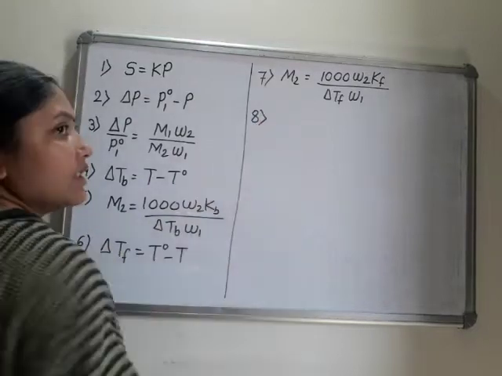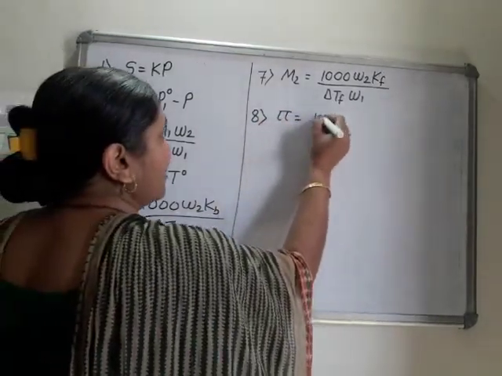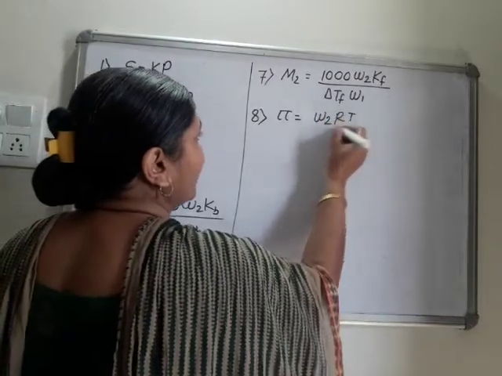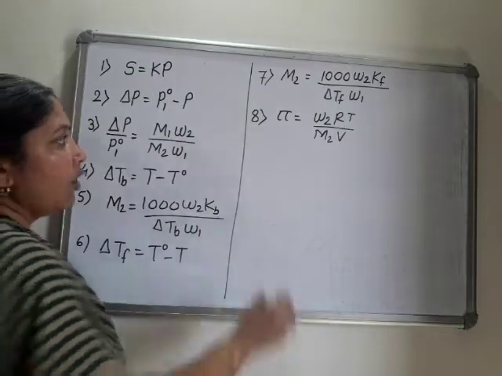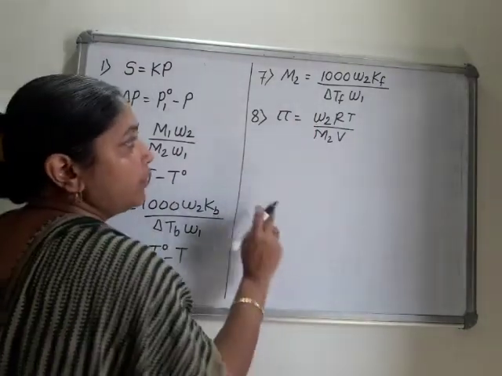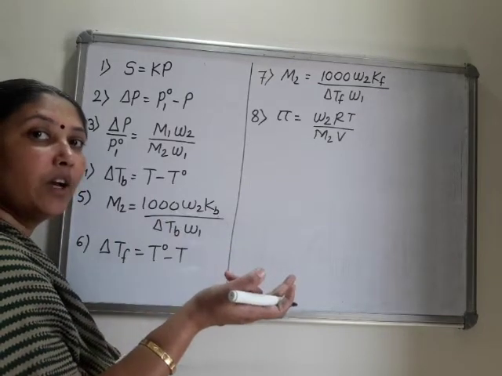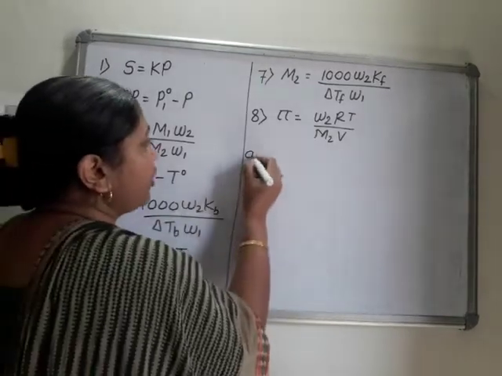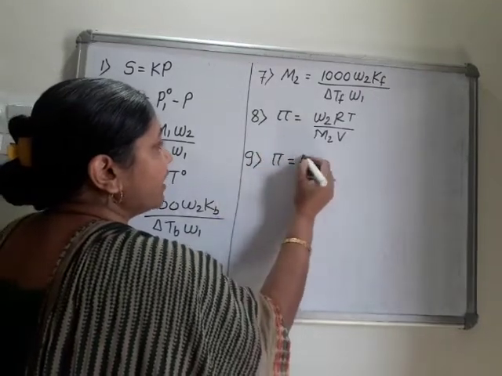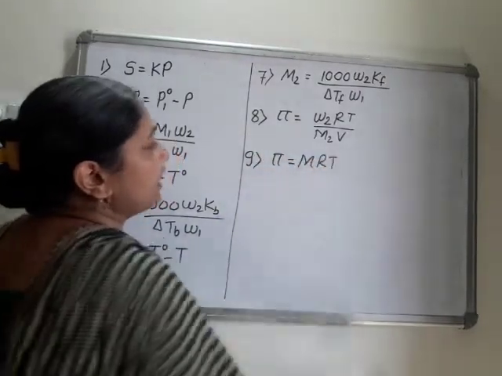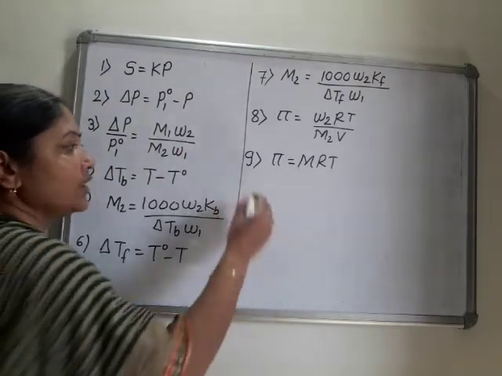Then we studied osmotic pressure. Osmotic pressure pi is equal to W2 RT upon M2 into V, or W2 upon M2 is nothing but n, and n upon V is nothing but molarity or concentration. So we get another formula, pi is equal to MRT, or CRT, that is the concentration.